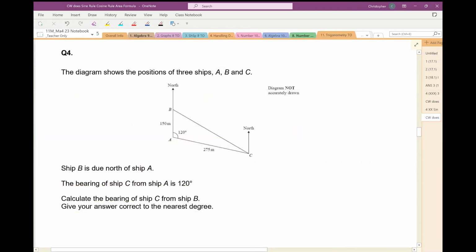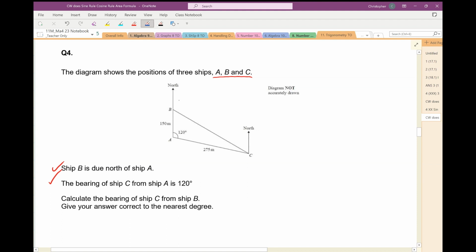Okay, question 4. The diagram shows the positions of 3 ships A, B, and C. Yes, it does. Ship B is due north of ship A. Yes, that's how it looks on the diagram. The bearing of ship C from ship A is 120. There you are. That's labelled on the diagram. Calculate the bearing of ship C from ship B.